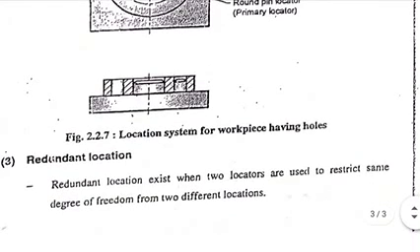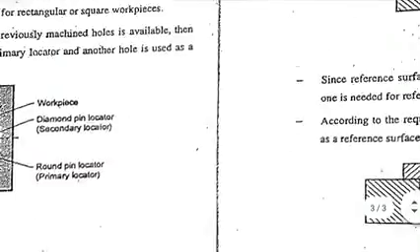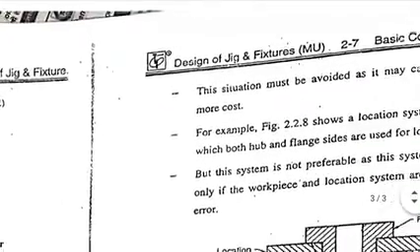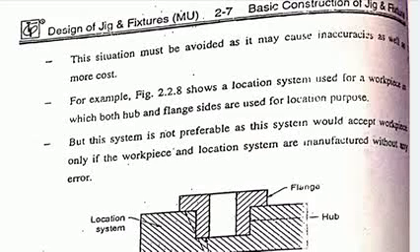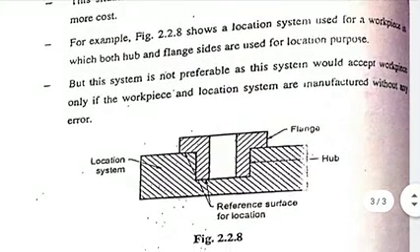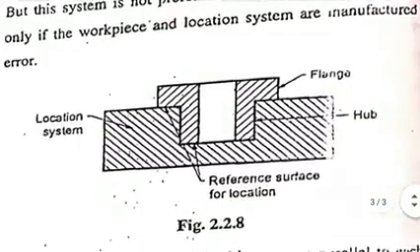Now redundant location exists when two locators are used to restrict the same degrees of freedom from two different locations. Over here also you can see this situation must be avoided as it may cause inaccuracies as well as it will be more costly. For example, figure number 2.8 shows a location system used for a workpiece in which both hub and flange sides are used for location purpose. You can see in the diagram.